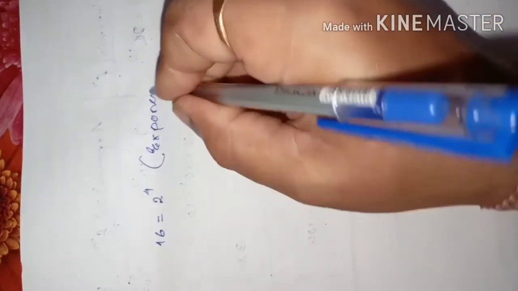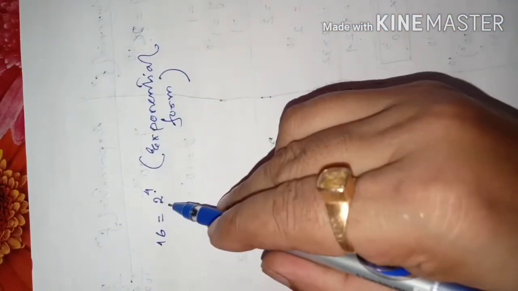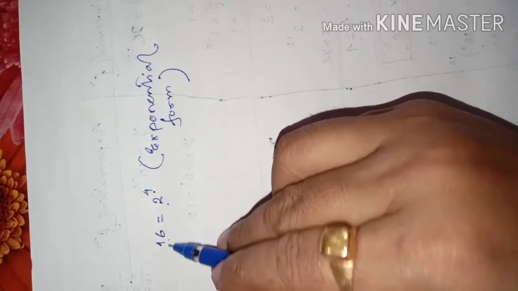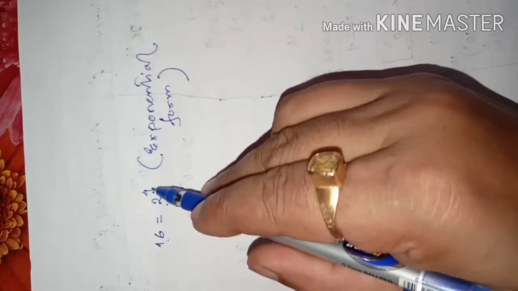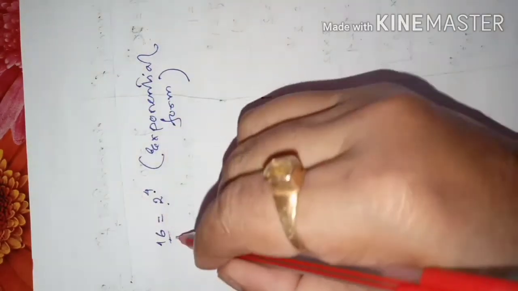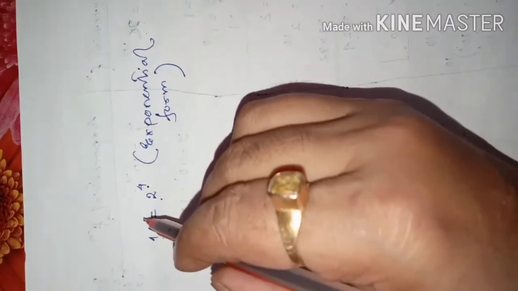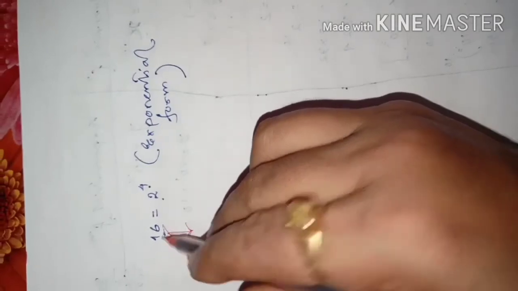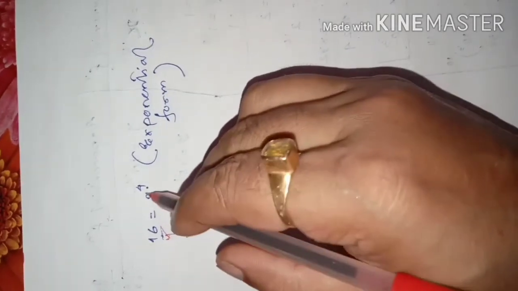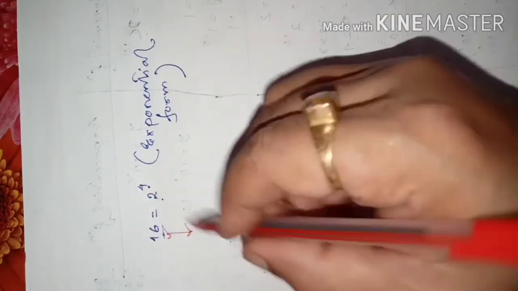Exponential form means this is the exponent, this is the base, and this is the number whose exponential form is given. This number is a positive number. We are talking about the exponential form of a positive number. Only for the exponential form of a positive number we have another expression like this. This number we can also write like this. We can talk about this exponent this way also.